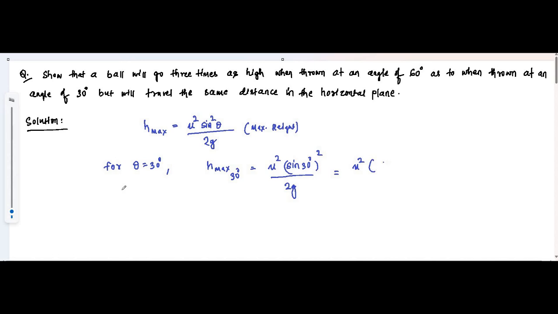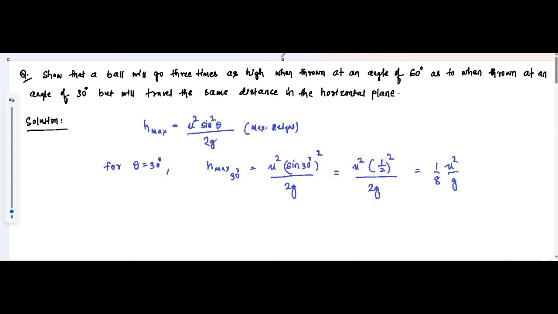So it is u square into sine 30, which is 1 by 2, square, by 2g, which is equal to u square by 8g, or 1 by 8 u square by g. You can write it in this way. So this is the maximum height for theta equal to 30 degree.